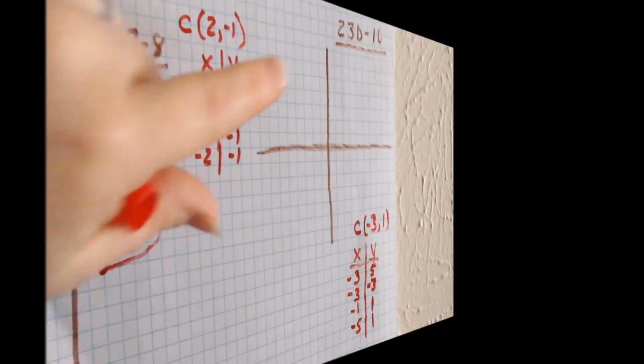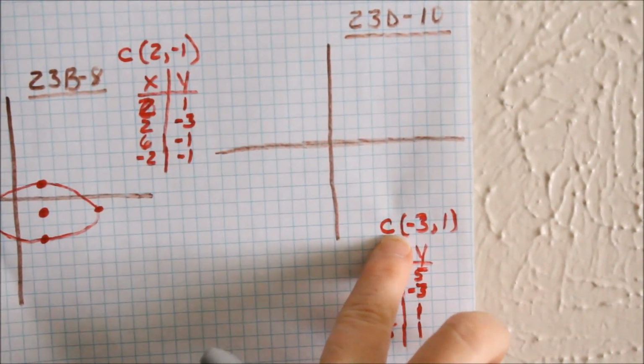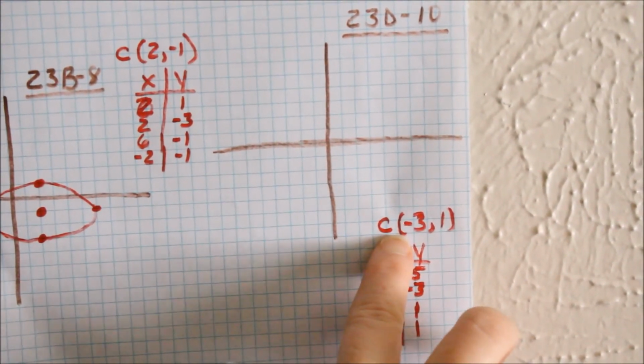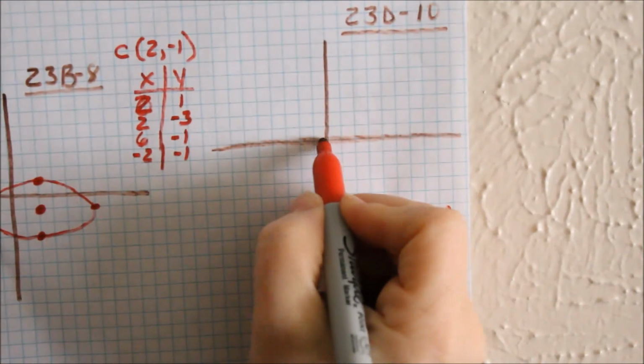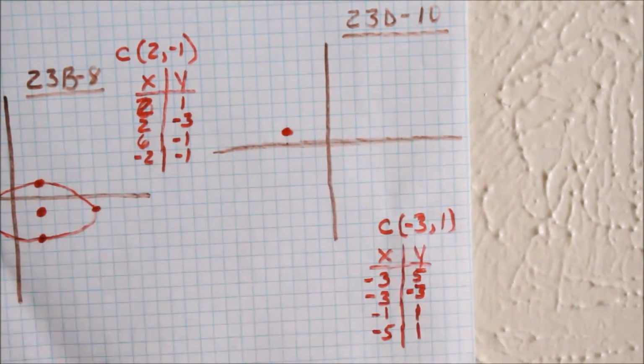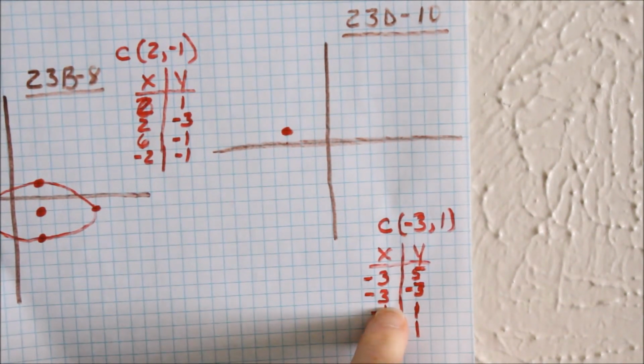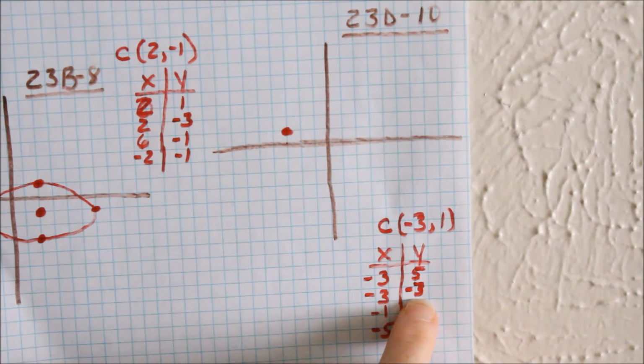Okay, now we're looking at 23D10. We said that the center of our ellipse was negative 3, 1. So plotting that, 1, 2, 3, up 1. There's the center of my ellipse. Now for our axes points, or our extremities, the first thing we said was we were going to let x equal negative 3. And when x was negative 3, we got the y values of 5 and negative 3.